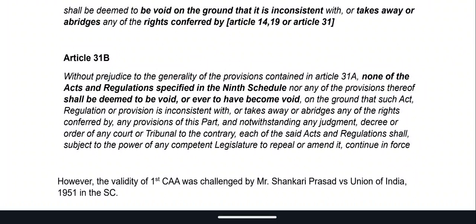So article 31a and article 31b are the outcomes of the first constitutional amendment. Not only these two articles, there are some other articles also. At the time there was another famous Supreme Court judgment, Champakam Dorairajan versus State of Tamil Nadu. That judgment was also nullified or neutralized by this first constitutional amendment. But anyway, that was not the subject matter of our discussion, so I'm not bringing that up. For this subject matter, these are the two relevant amendments covered under the first constitutional amendment.